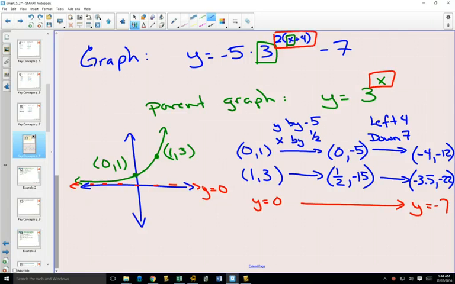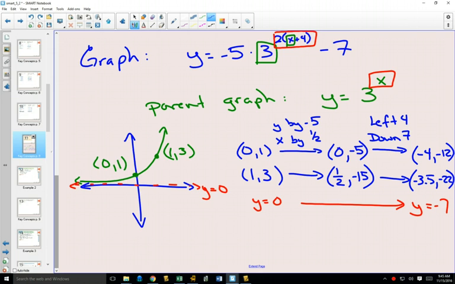So when graphing exponential functions, just to recap what we've done so far, we have to recognize what's the parent graph first, draw a quick sketch of it with key points 0, 1, and in this case it's 1, 3. We apply our transformations to those 2 points. We also apply the transformation to the asymptote, but the only thing that's going to affect an asymptote at y = 0 is whether you move it up or down. So in this case, we moved down 7, so our asymptote got moved down 7.